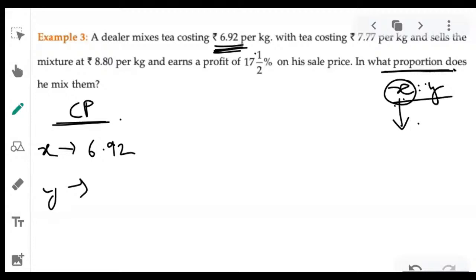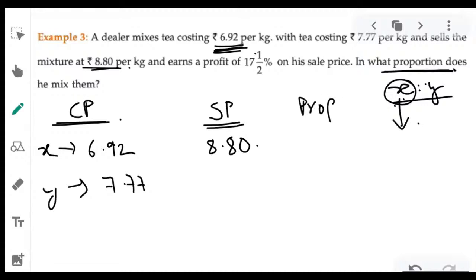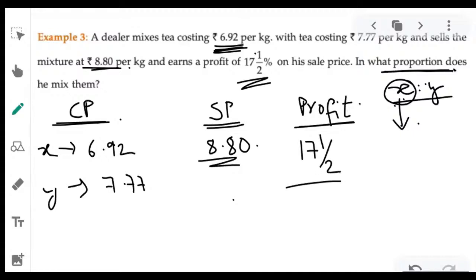And for second tea, it is 7.77 per kg. Right? But you're selling it, the whole mixture, at 8.80. Selling price is equal to 8.80 per kg. Right? And my profit is 17.5% on the sale price. Does this make sense? Yes?